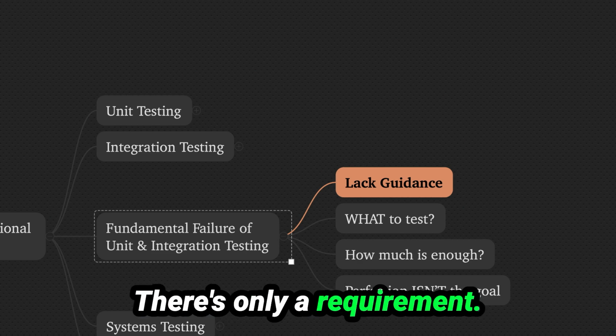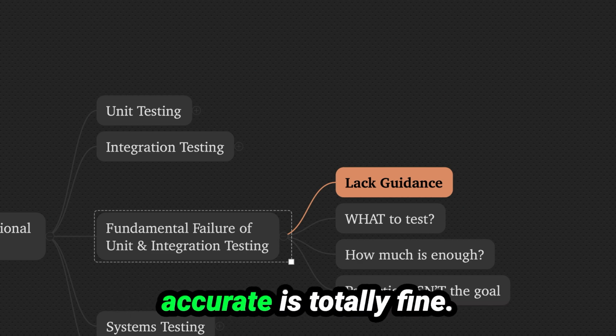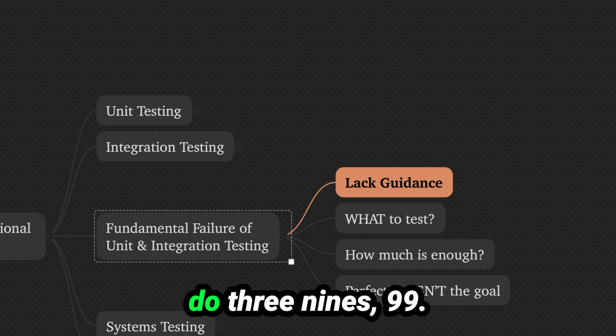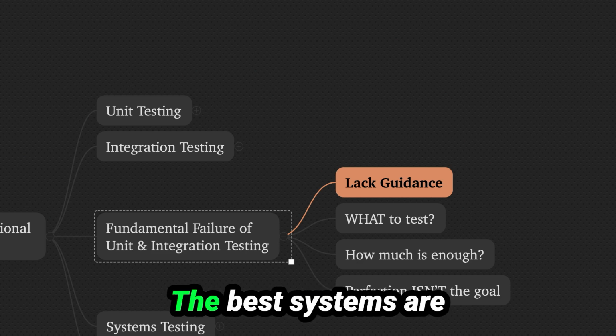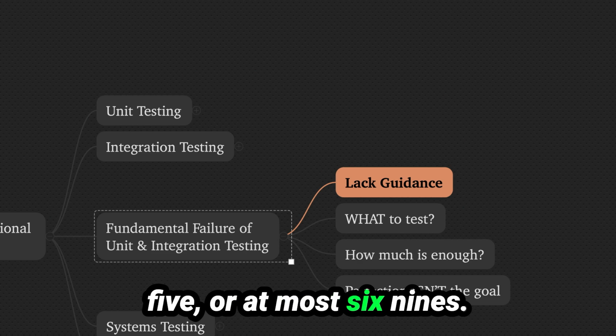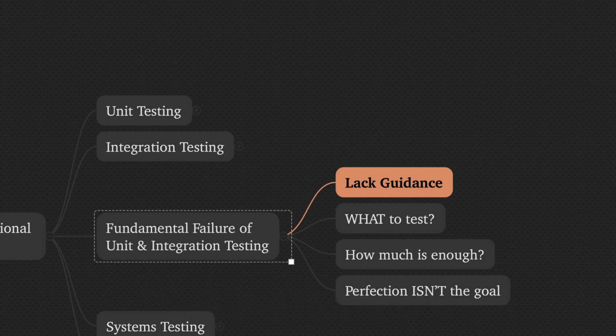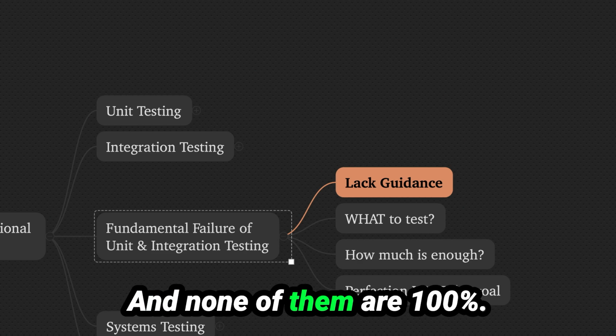There's only a requirement. For many systems, 99% accurate is totally fine. Some you need to do 3 nines, 99.9. The best systems are only going to be 4, 5, or at most 6 nines. And 6 is crazy, but none of them are perfect. And none of them are 100%.